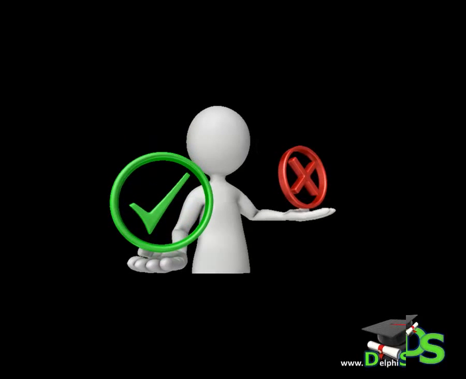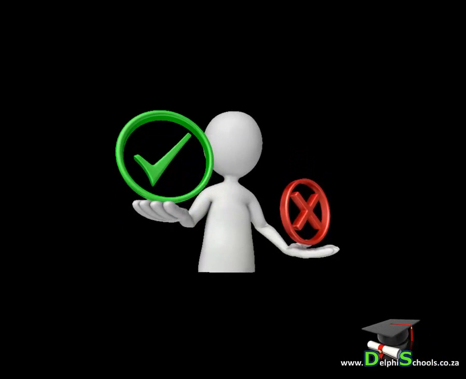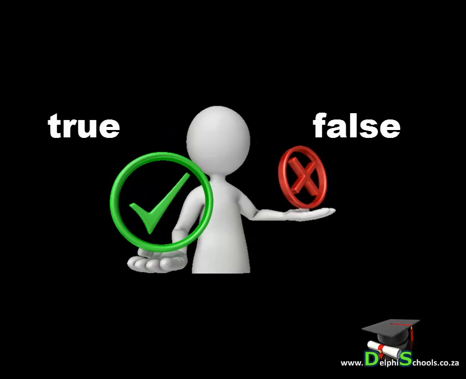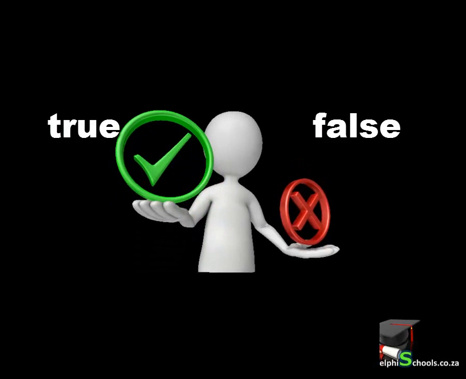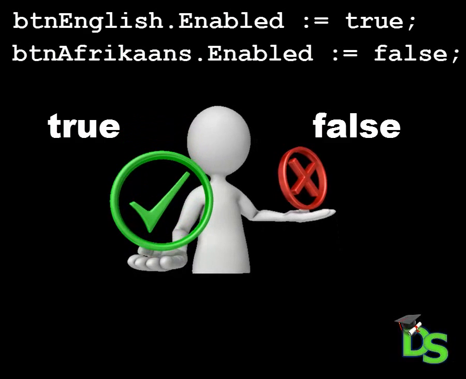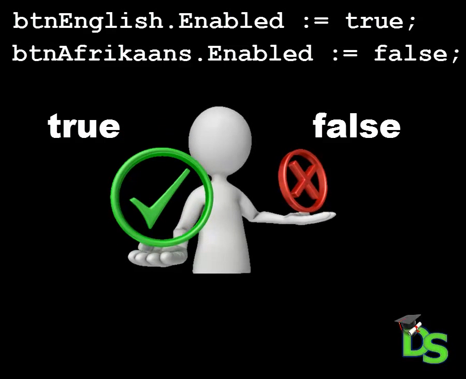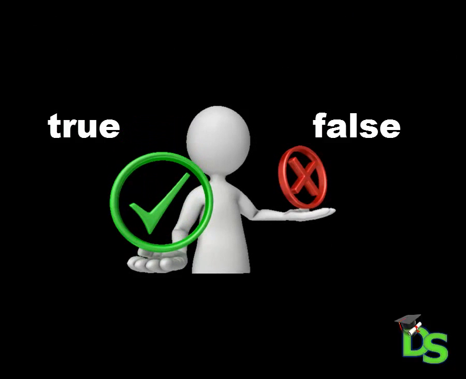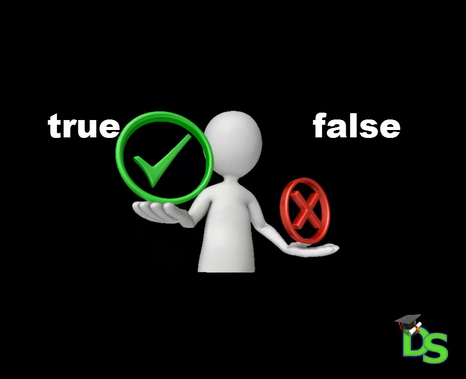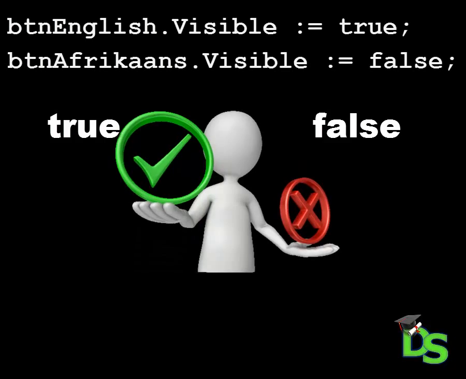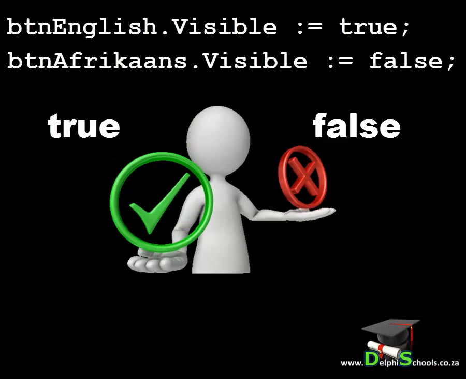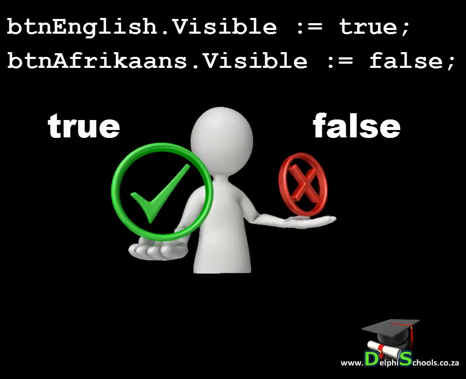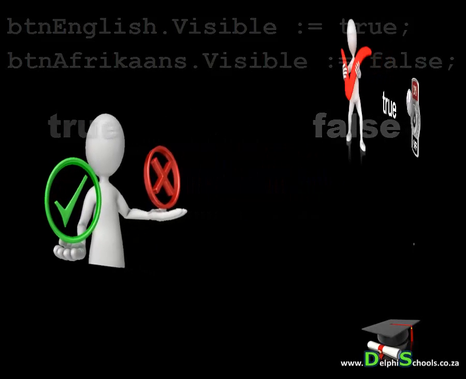Many of our components have Boolean properties. A Boolean property can be set to only one of two values, true or false. For example, you can tell Delphi to enable or disable a component by setting the component's enable property to either true or false. Another Boolean property that we use often is the visible property. When you set a component's visible property to true, it can be seen on the form. But if the visible property is set to false, the component will not be seen by your users.